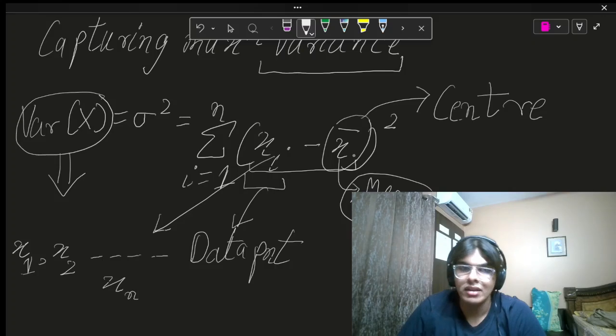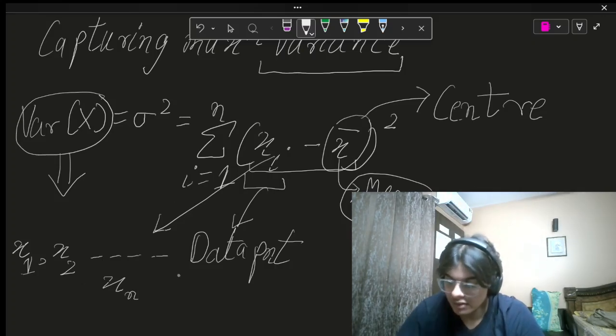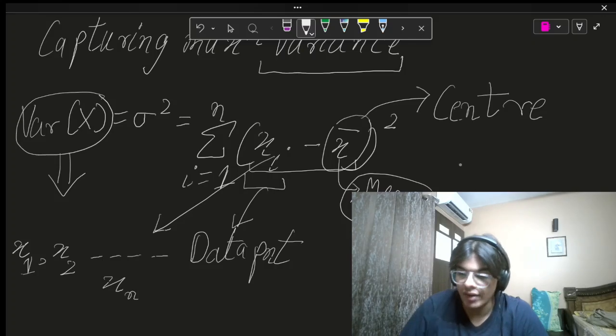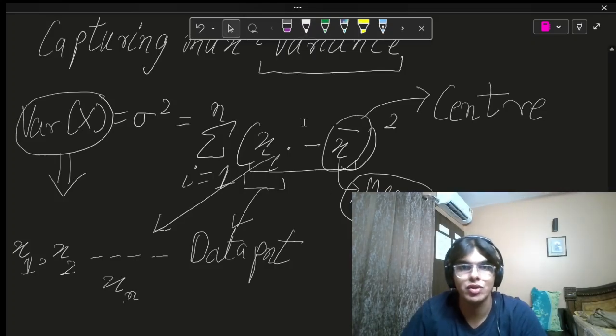Now my question is very simple. What I am asking when I'm calculating variance is how much are these individual data points away from the center? That is what the variance means, and that is what we mean when I talk about the variance and when I want to capture the variance.